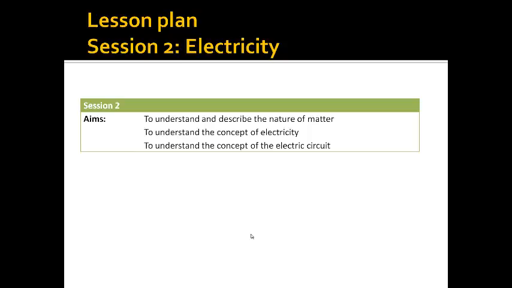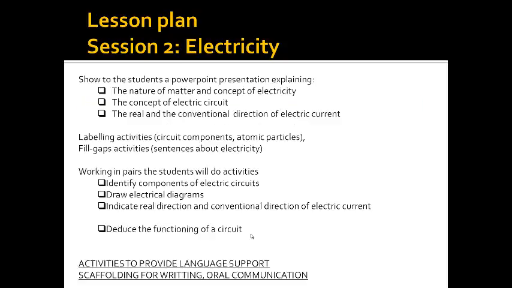Here you will find a list of the aims of session number 2. The aims will be to understand and describe the nature of matter, to understand the concept of electricity, and to understand the concept of the electric circuit. I will show you now the task plan of session number 2.